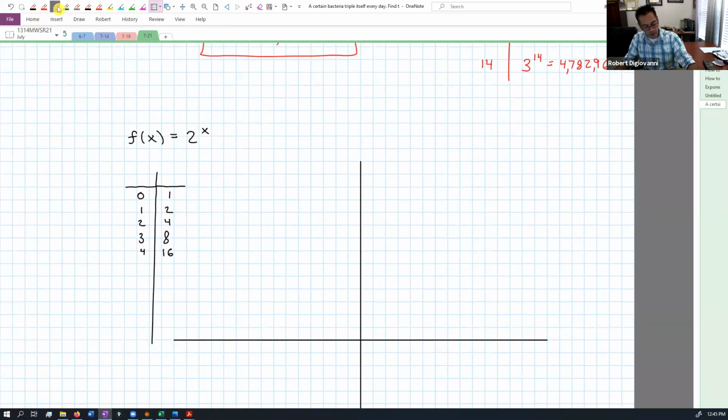If we plug in 0, we get 1. Plug in 1, we get 2. Plug in 2, we get 4. Plug in 3, we get 8. And then we get 16. So 8, 9, 10, 11, 12, 13, 14, 15, 16 right here. And it looks like this. It's definitely not a line. It kind of looks like a parabola a little bit, right?